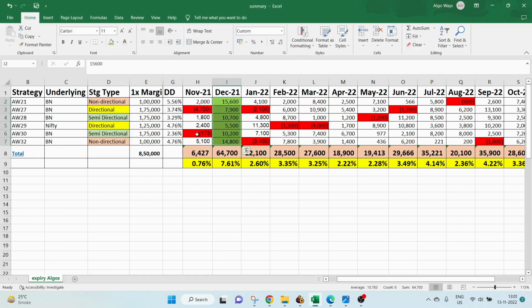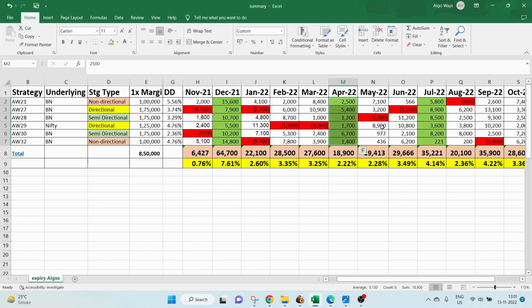November 21 has 2 strategies in negative. January also has 2 strategies in negative. February, March have 1 strategy each in negative. April does not have any strategy in negative. May, June also have 1 strategy in negative. And July also there is no strategy in negative. So if you see here, the green ones are the months where no strategy was in minus.